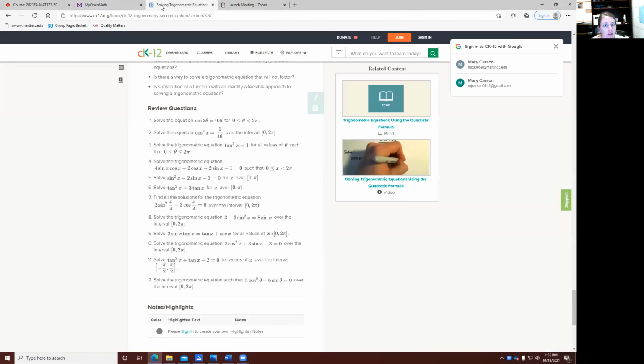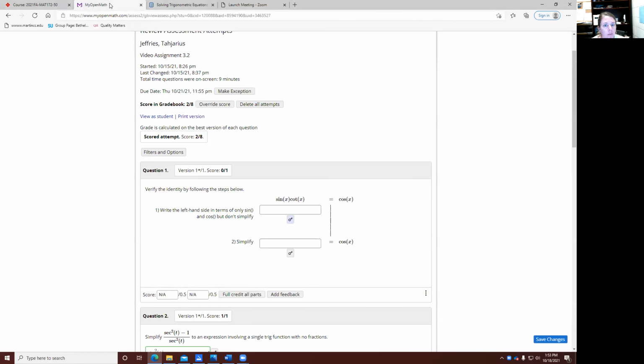Okay, so I'm going to go over just a few of these with you. This is one of the hardest sections, I would say, for most people. So don't be concerned that you're not getting this because it's a difficult concept. All right, so when you're looking at these, MyOpenMath kind of helps you break it down.